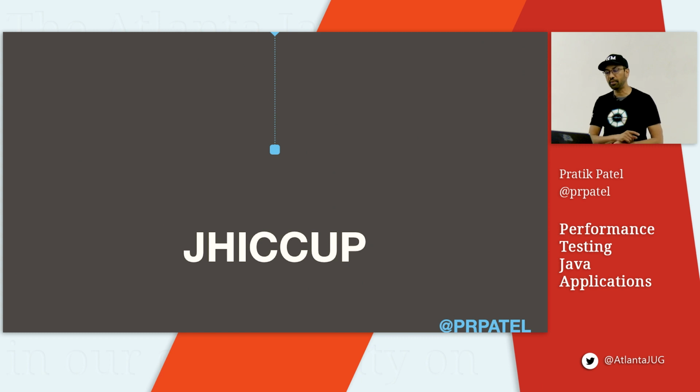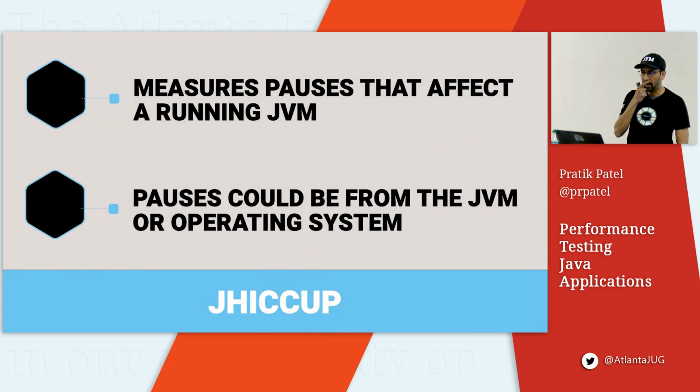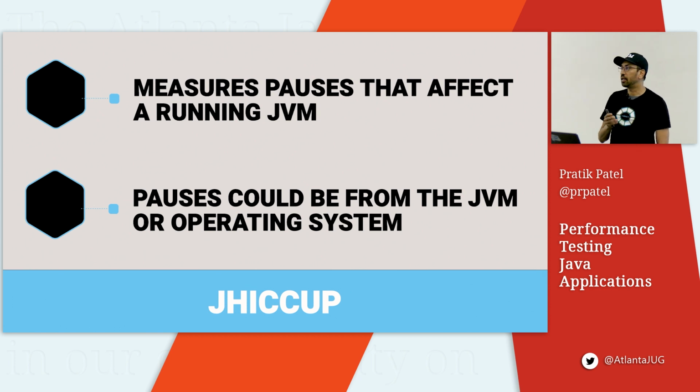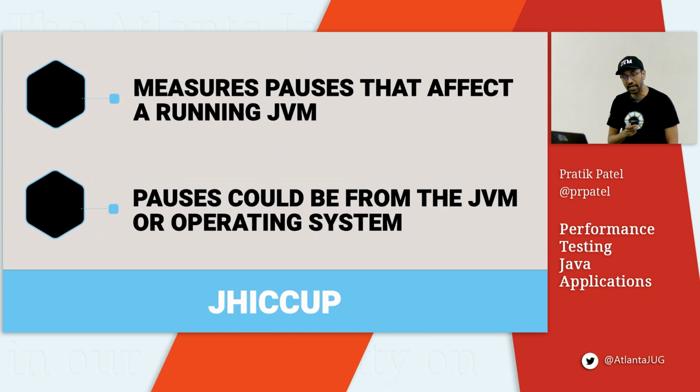I find this tool to be incredibly useful when speaking with performance people at different customers and stuff like that. What JHiccup does is it measures any kind of pause that can affect a running Java virtual machine. Now, the interesting thing here is that the pause can be from anything from the JVM on down, which means the operating system or whatever. Okay, so this is a non-intrusive tool. I'll show you what it does in just a second.